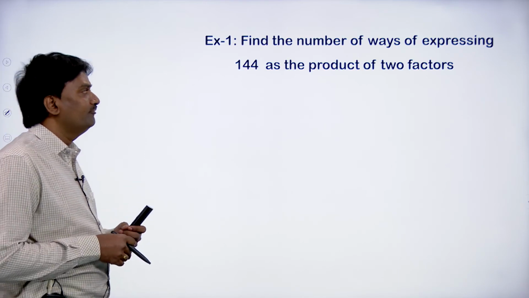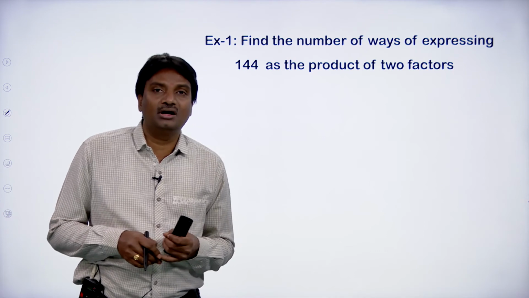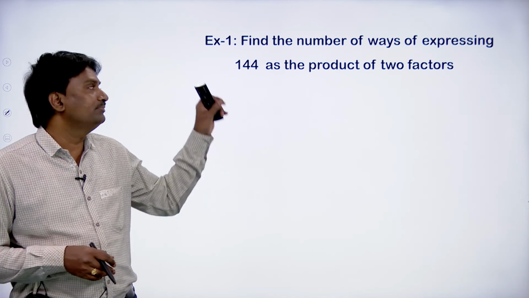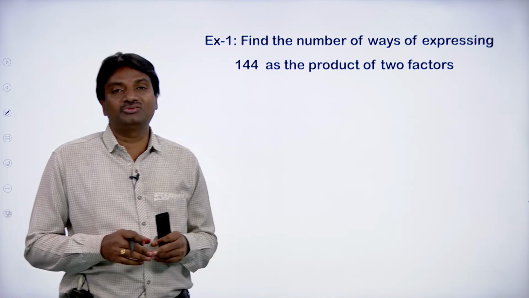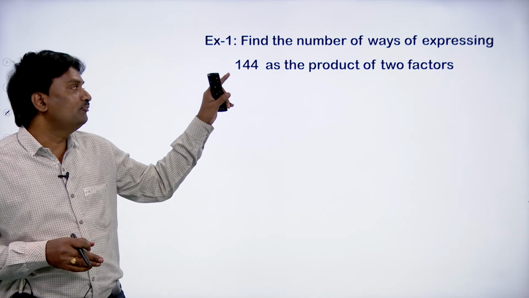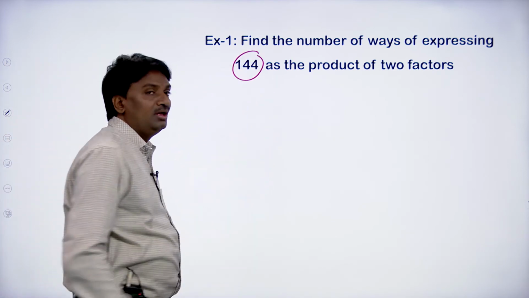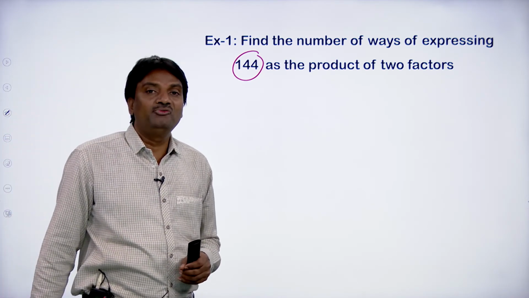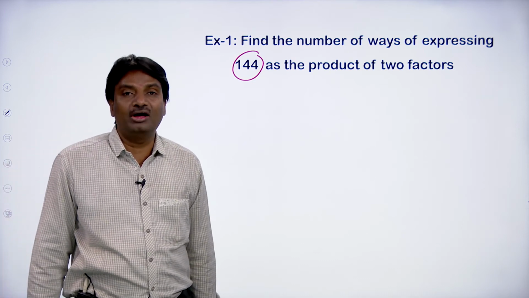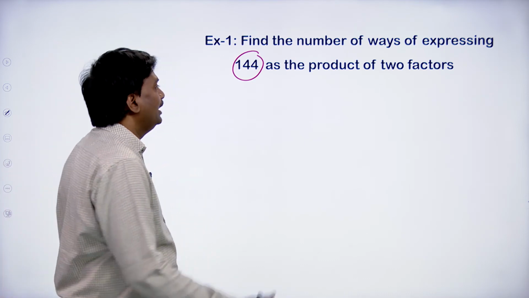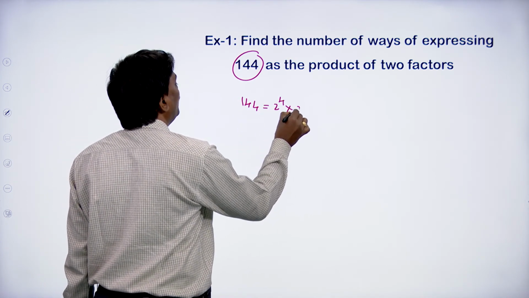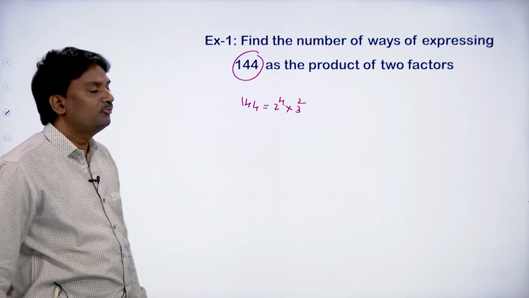Here, take the example: find the number of ways of expressing 144 as the product of two factors. Clearly 144 is a perfect square because 12 square, 12 into 12, is 144. Since 144 is a perfect square, according to the first case we have to use the formula (d(n) plus 1) by 2. Here 144 can be written as 2 power 4 into 3 square.